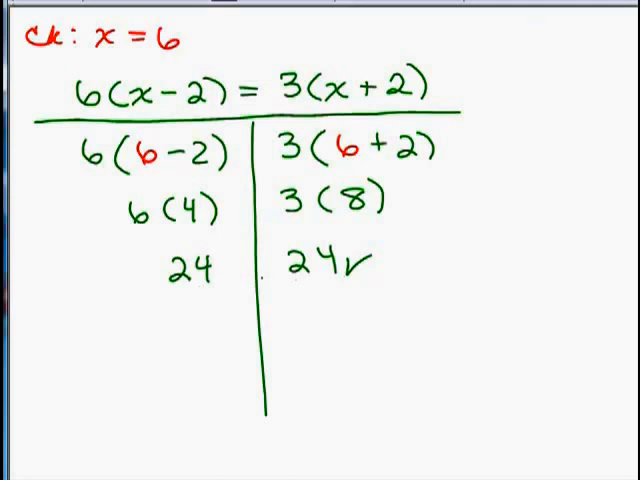So in any case, we got the same number on both sides, which means our solution up here is correct. So we could write our answer using set notation. You could put the solution in braces like this. That's the formal way. And so that is the correct answer to this equation.